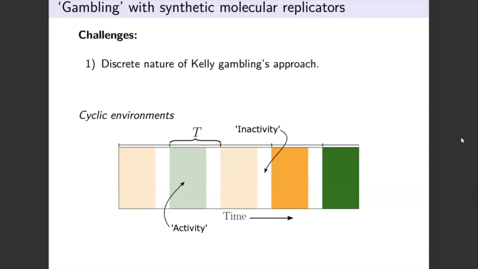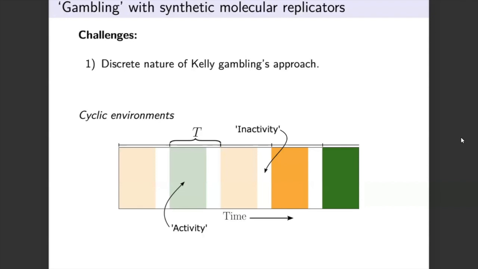What I'm saying is perhaps connected to what you were thinking about before. I'm going to have just one reactor. I'm going to set this reactor, couple it to some environment that is fluctuating, and I'm going to make it cyclic. So here I'm in environment orange, and then I am in what I call the inactivity phase.